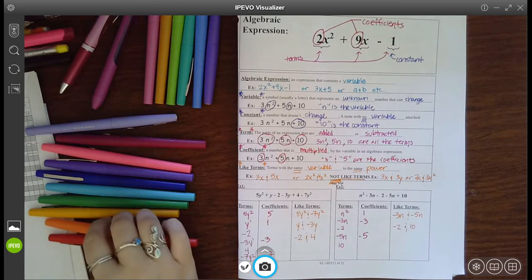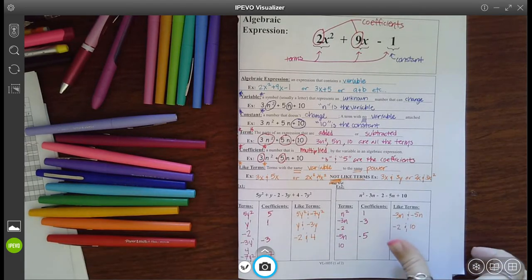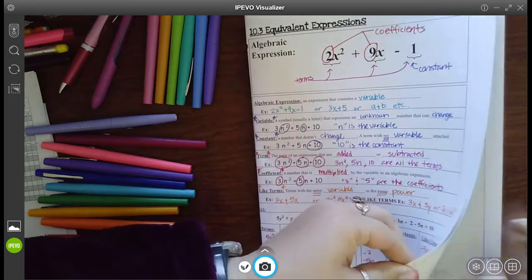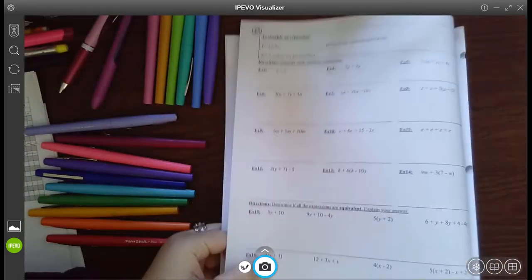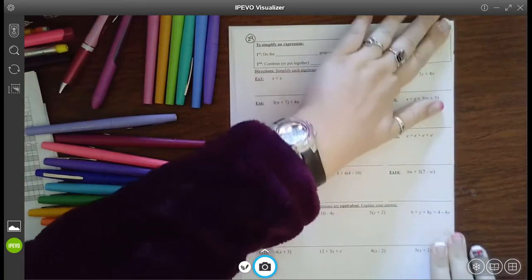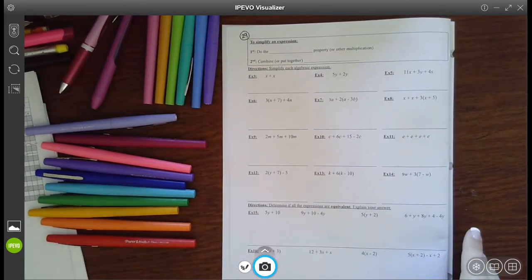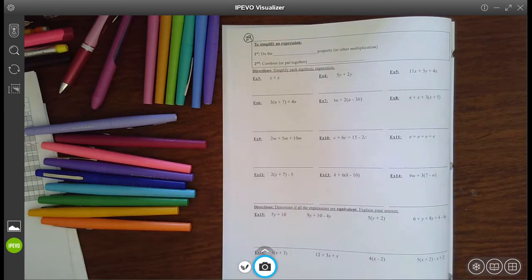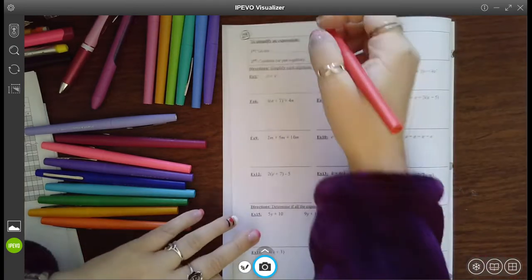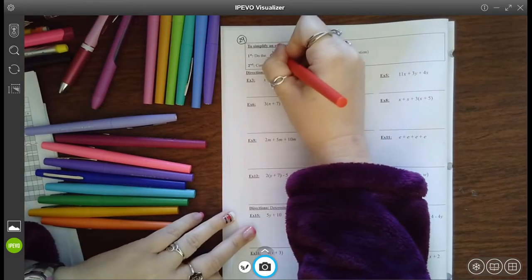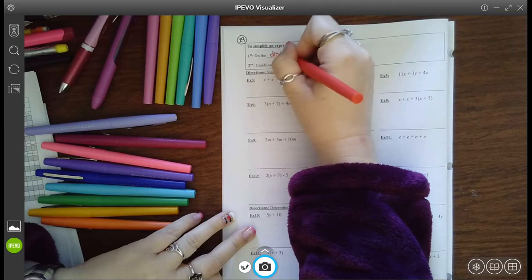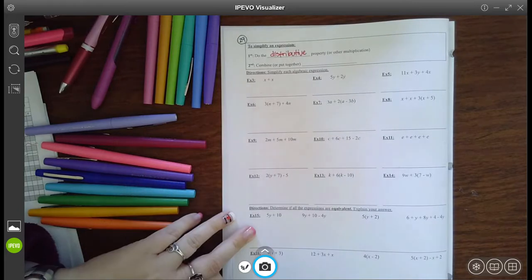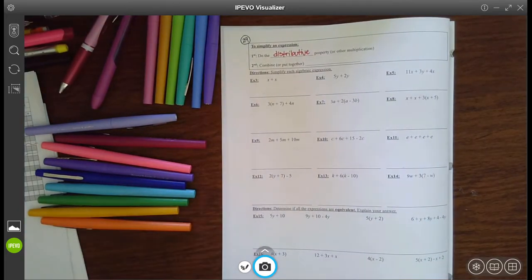Okay, if you got that right, great. You're kind of getting the vocab down so that now we can start some of the problems we have to actually solve. Okay, so go ahead and turn the page. And let's take a look up at the top. Okay, to simplify an expression, first do the distributive property or other multiplication if needed. So sometimes it's not always necessary, but if it needs to be done, do that before you start combining your like terms, okay?